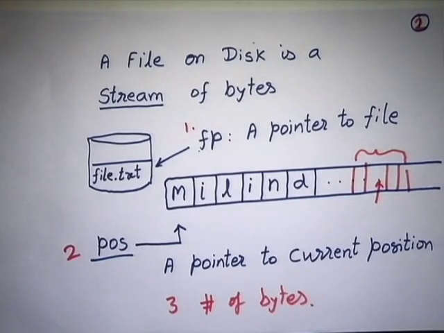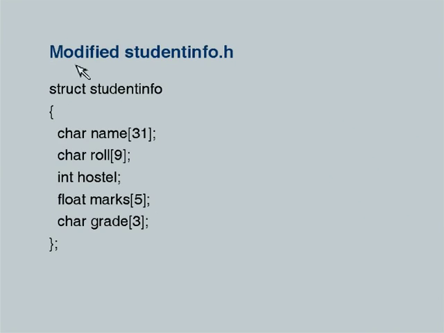When you have records, and we could have records of a fixed size, we shall see that, I am extending the same problem that we discussed last time, namely creating a database of students' records. I have modified the student info.h a bit. So we had character name, 31 characters. So 30 character name followed by backslash 0. Then we had roll, which was a character thing. Now I am saying integer hostel. Then I am saying float marks 5. So let's say some teacher decides that there shall be 5 evaluations and there will be 5 different marks.